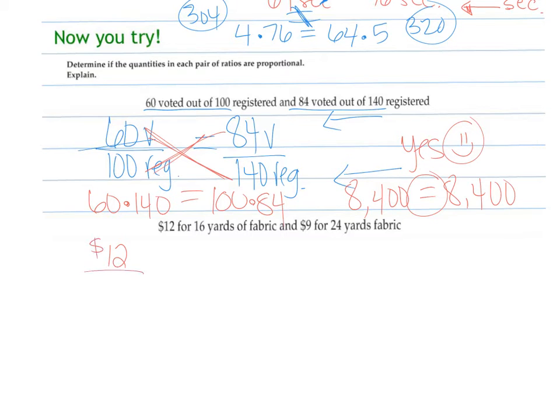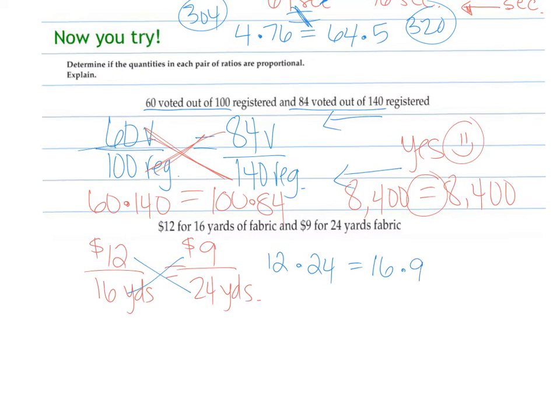$12, 16 yards, $9, 24 yards. 12 times 24, 16 times 9. So 24 times 12 is 288. 16 times 9 is 144. Not proportional.